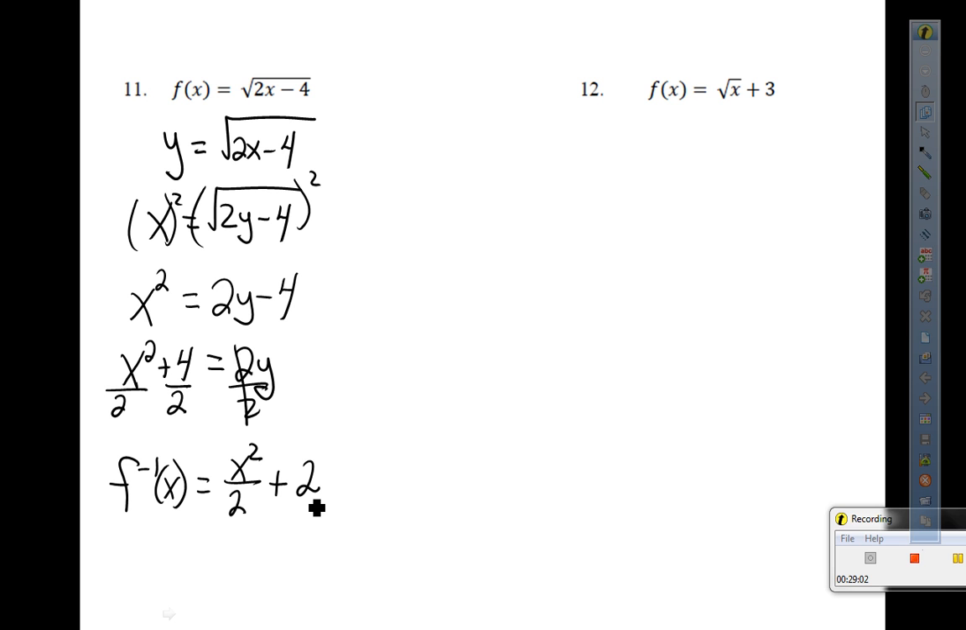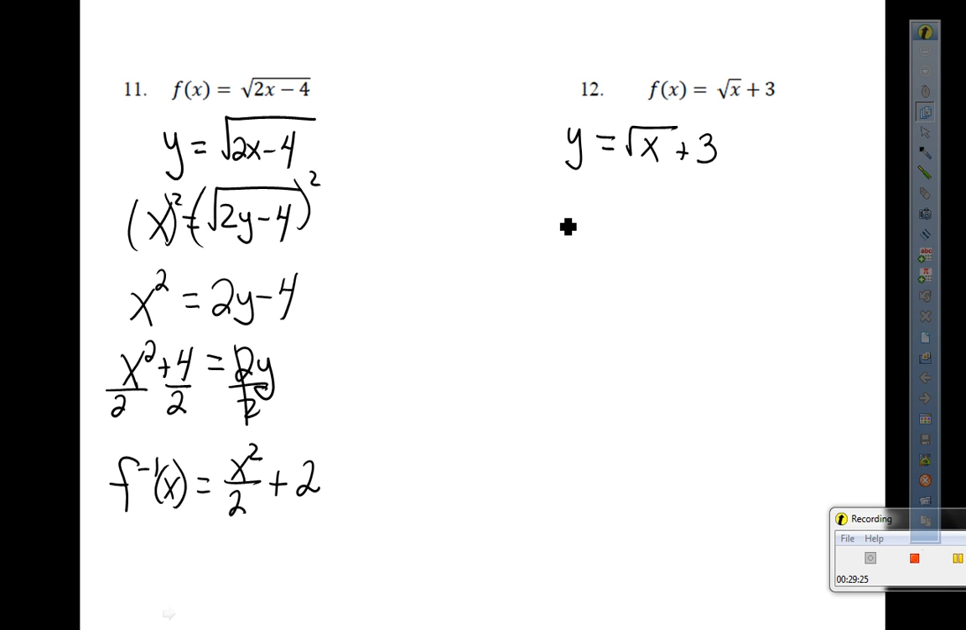Now number 12 is just a little bit different. It's got a little twist to it. But the steps are the same, of course. So here goes. I'm going to call this y equals the square root of x plus 3.